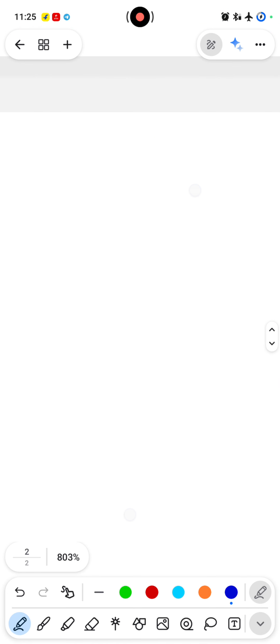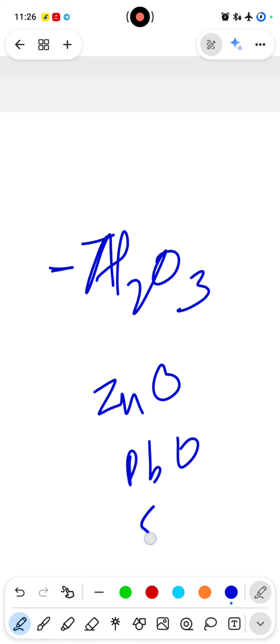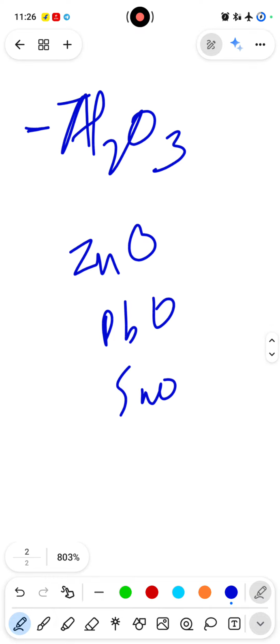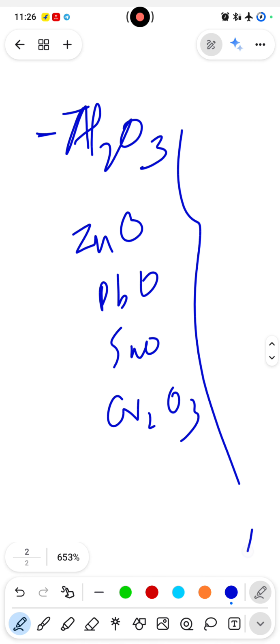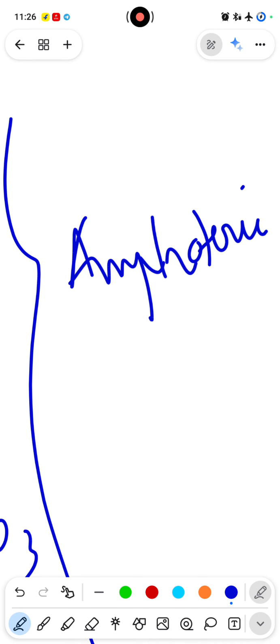Now I'll give some examples of these reactions. For example, aluminium oxide, as I said, Al2O3, zinc oxide, then lead oxide, tin oxide, then chromium oxide, Cr2O3. These are the examples of amphoteric oxides.